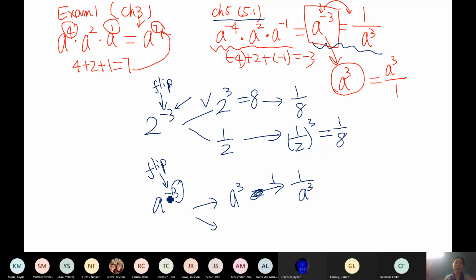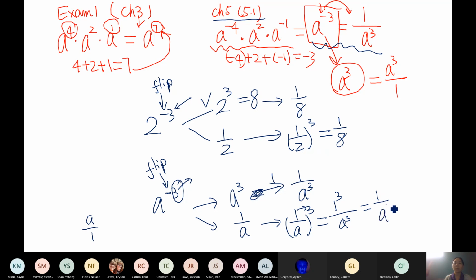If you say, okay, I'm going to flip a first, you're going to get 1 over a, because this minus in the exponent tells us to flip. So I flip a, because a means a over 1. When you flip a over 1, you're going to get 1 over a. And I'm going to do that 3 copies. So when I do 3 copies of 1 over a, I can use the formula we learned to raise 1 to the third, and raise a to the third. And we know 1 to the third is 1. So you end up with the same answer. But the first solution will be a little easier.